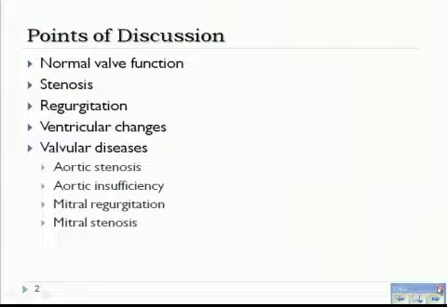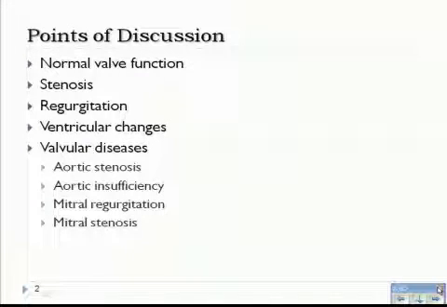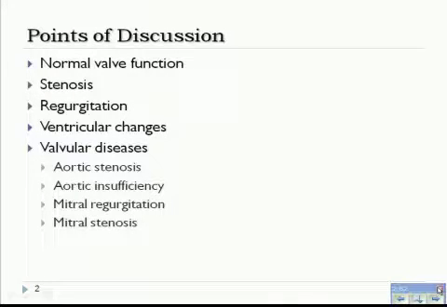Okay? Basically, we're going to go over, just very briefly, normal valve function. Then we'll go into the different forms of valvular diseases. We'll go into what happens when your patients develop stenosis versus regurgitation. Then we'll briefly overview some of the ventricular changes that you see. Then we'll go into a discussion mostly of left-sided valvular defects. So we're going to go into aortic stenosis, aortic insufficiency, mitral regurg, and mitral stenosis.